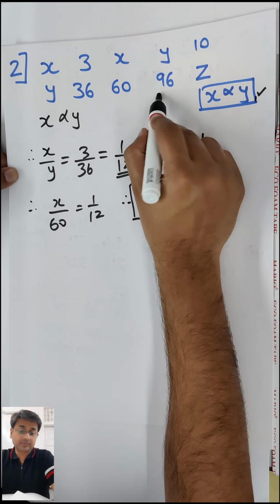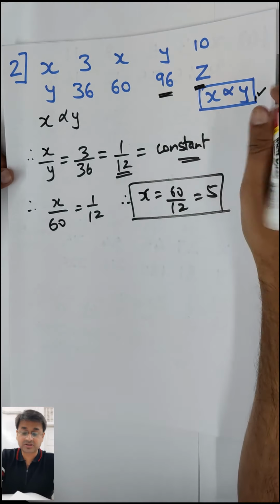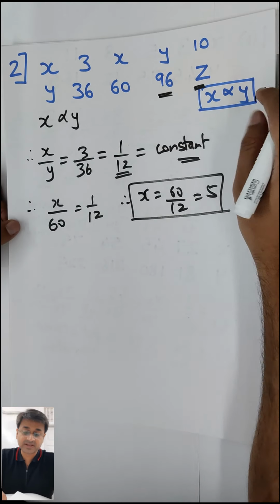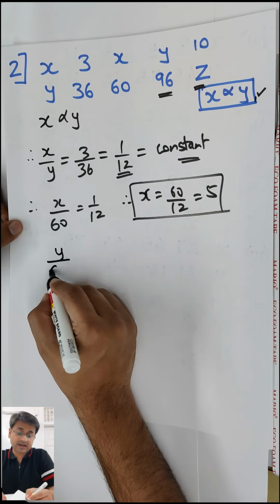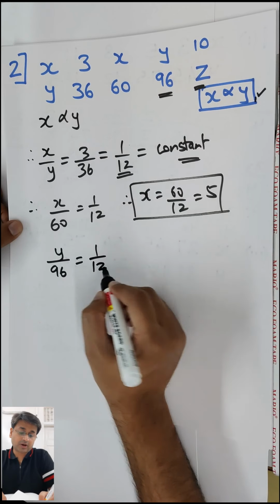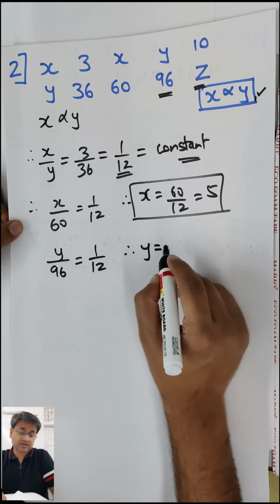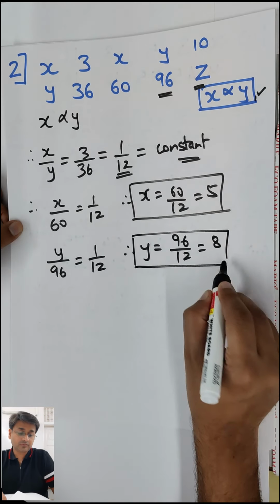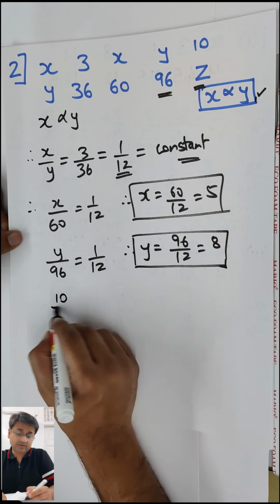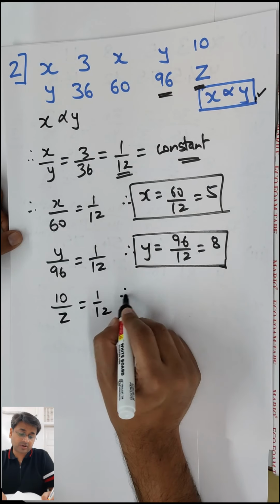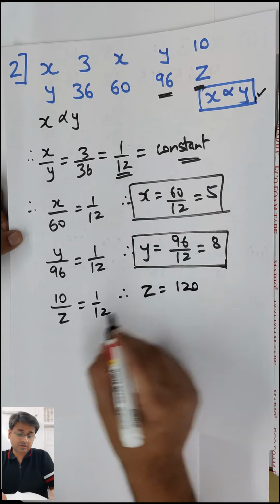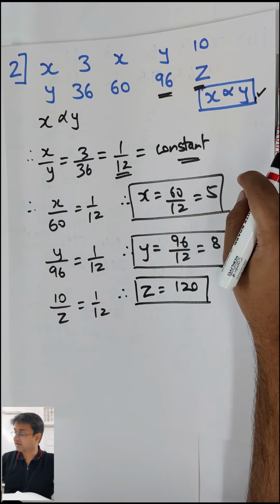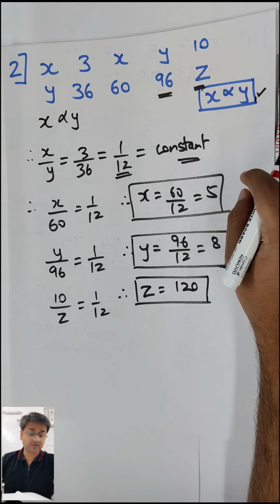Now you can compare each one of them with the constant. So the first thing you need to do is get the constant so your life becomes easy. Likewise, y by 96 is equal to 1 by 12 and therefore you can say y is equal to 96 by 12, which is going to be 8. The third part, 10 by z, again 1 by 12, and therefore z is equal to, in this case you are cross multiplying, so it becomes 120. So the answers are 5, 8 and 120.